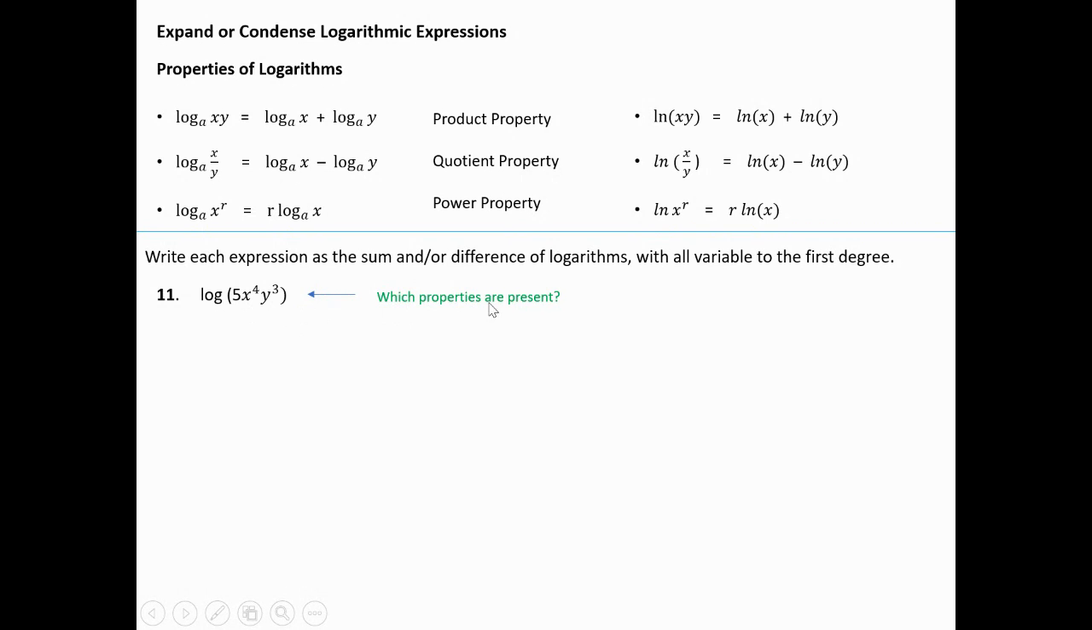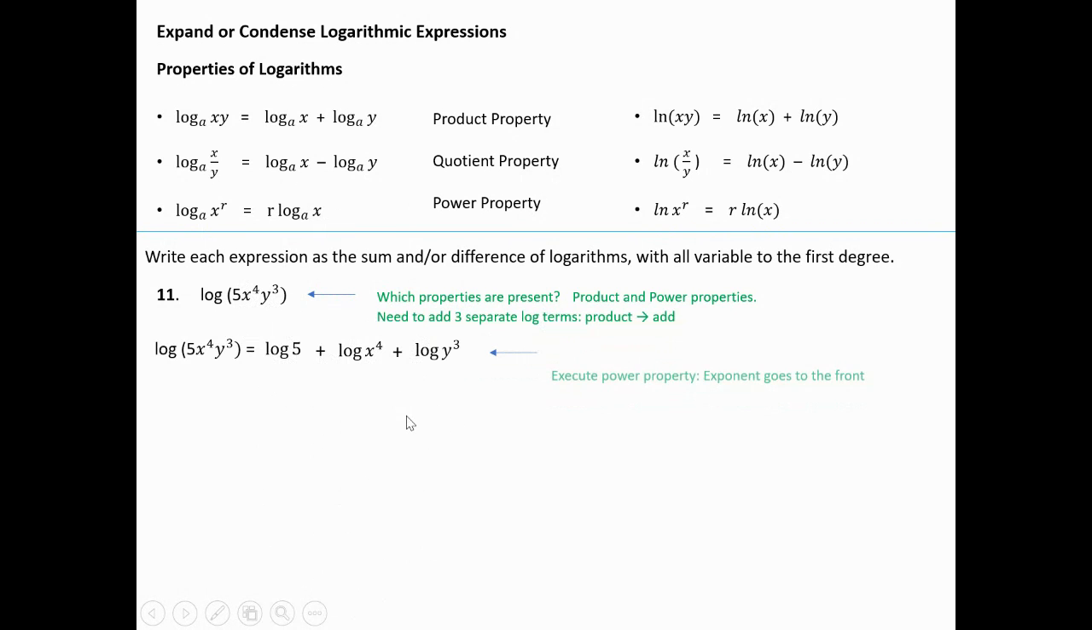Which properties are present? We have the product property and also the power property. We need to add 3 separate log terms because we have a coefficient and 2 variables. For each coefficient and variable, it's going to be a separate log. We have log of 5 plus log of x to the fourth power plus log of y to the third power. That's applying the product property.